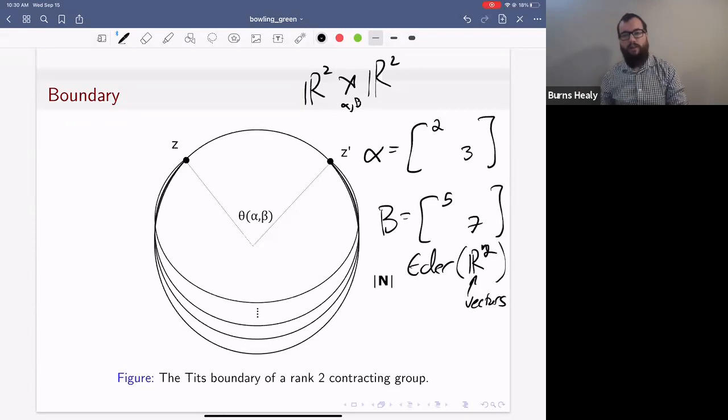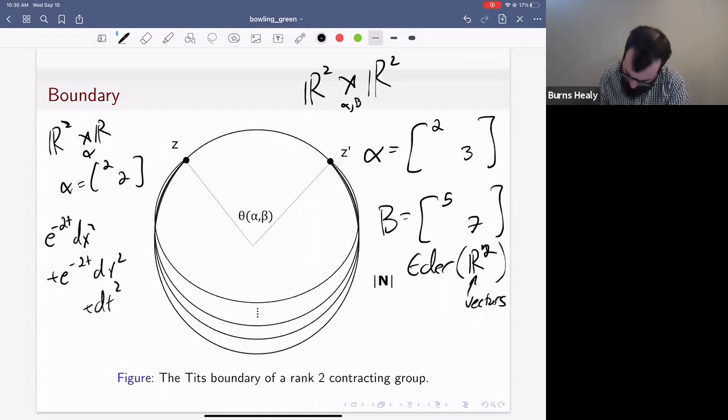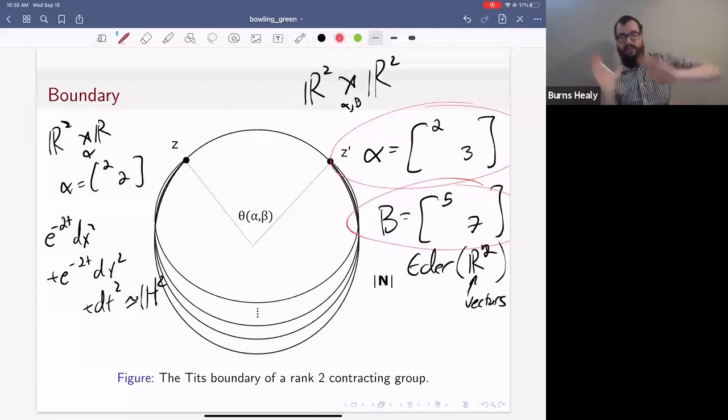And so the way this is related to the Riemannian metric is that if I had just started with R2 semi-direct R with alpha equal to 2, 2, then this actually gives me the metric e to the minus 2t dx squared plus e to the minus 2t dy squared plus dt squared, which is H2. So what we're doing here is I'm basically taking two hyperbolic planes, skewing the x and y directions a little bit, so that it goes fast. Oh, hyperbolic three spaces, I apologize.